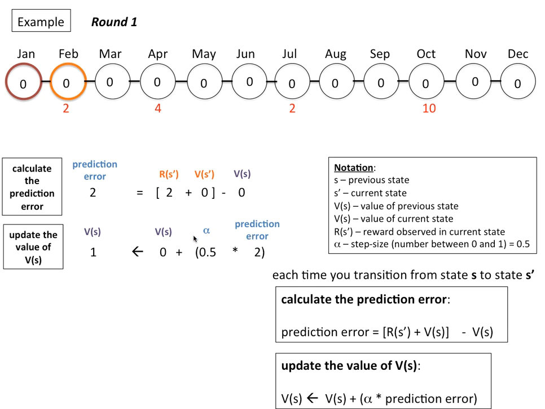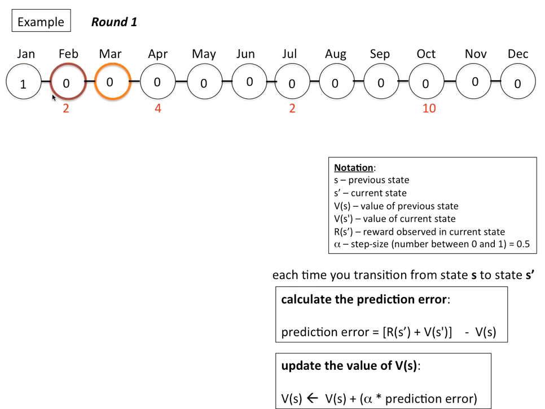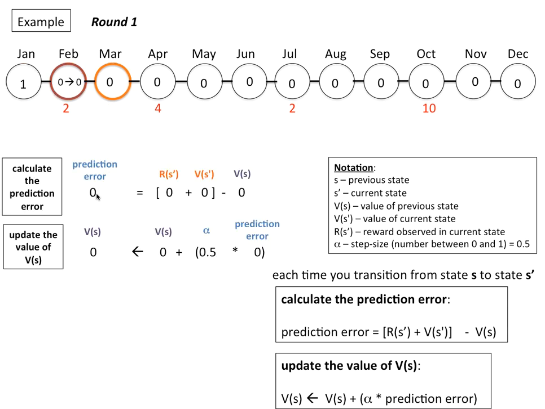And when I multiply the prediction error by alpha and I add that to my previous value for the previous state, that is the old value for the previous state, my new value for the previous state is 1, and I'm indicating that by updating this way. Now I transition from February to March, and I step through this again. The prediction error in this case is 0. 0.5 multiplied by 0 added to the old value is still 0. So that's my new value also for the previous state. Now I transition from March to April. Here the prediction error is 4. The updated value for the previous state is 2.